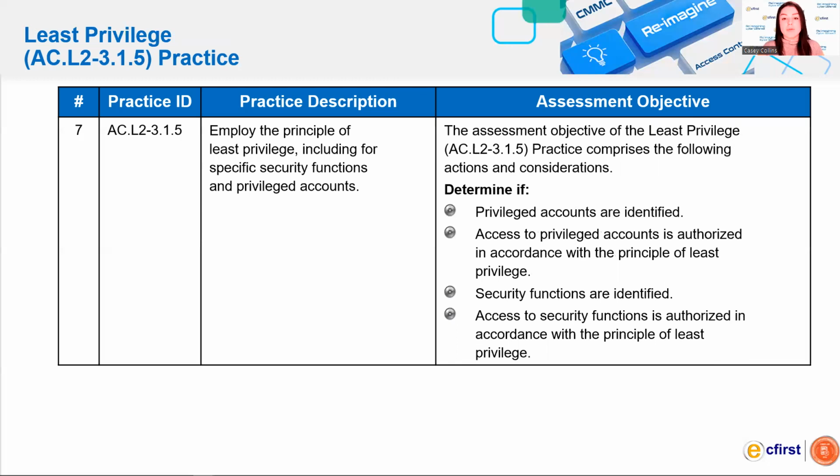Least privilege. Employ the principle of least privilege, including for specific security functions and privileged accounts. So the principle of least privilege being access only to the information and resources that are necessary for a legitimate purpose. So I only have access to complete the function of my job. So privileged accounts are identified. Access to privileged accounts is authorized in accordance with the principle of least privilege. Security functions are identified, and access to security functions is authorized in accordance with the principle of least privilege.